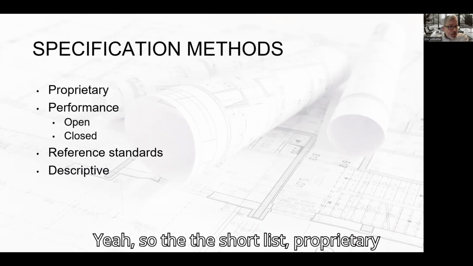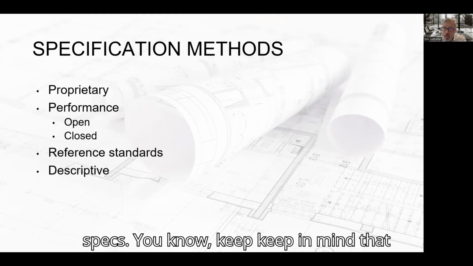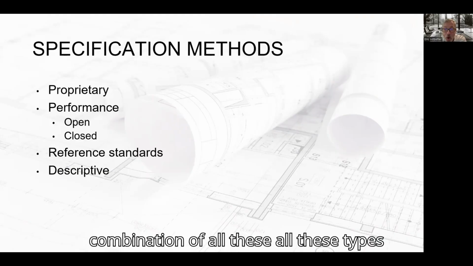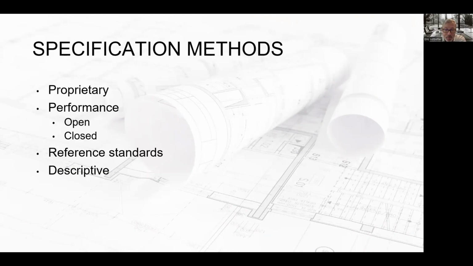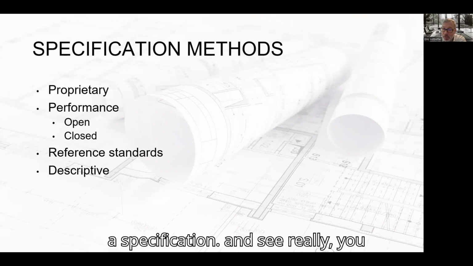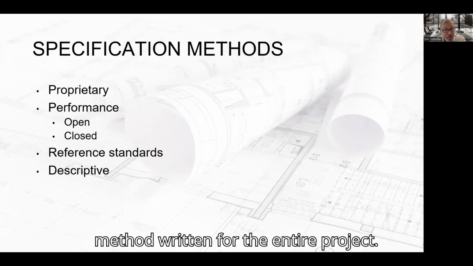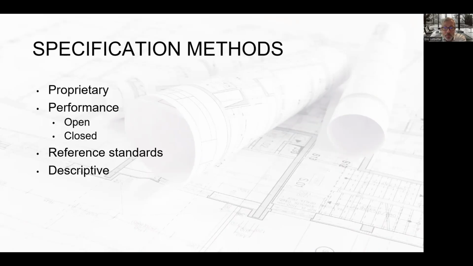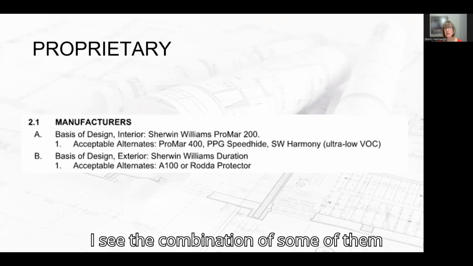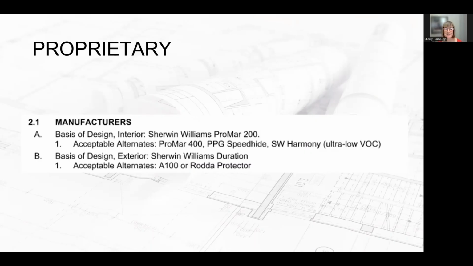So the short list: proprietary, performance, reference, and descriptive specs. Keep in mind that specifications are usually a combination of all these types. Rarely have I seen a project manual with only one method written for the entire project. Often I'll see a combination, and we'll talk about this a little bit more. I see the combination of some of them being used within individual specifications.